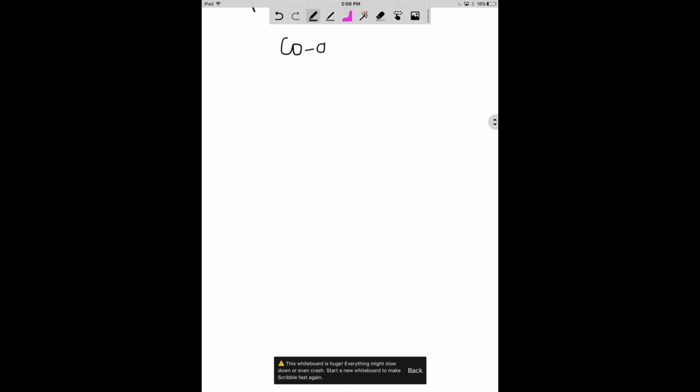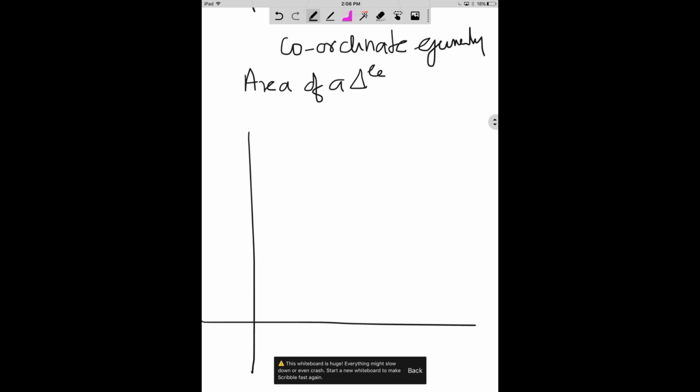Today we are going to learn coordinate geometry and area of a triangle. How can you derive the formula of the area of a triangle? For this, draw coordinate lines, that is the x and y axis, and draw a triangle in the first quadrant. That is easy. Draw a triangle in the first quadrant, A, B, C.